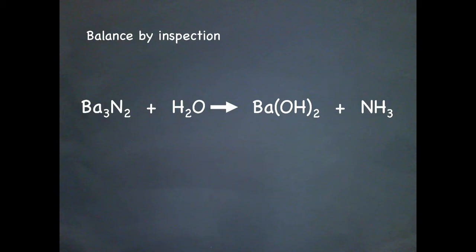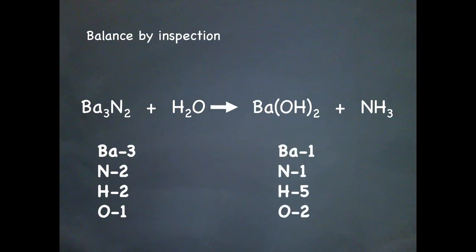I look at the reactant side and I see that I have 3 barium atoms, 2 nitrogen, 2 hydrogens, and 1 oxygen. Now I go to the product side and I see that I have 1 barium, 1 nitrogen, 5 hydrogens, and 2 oxygens. I had to add things up to get my hydrogens because they're in 2 different molecules. In the barium hydroxide, there are 2 hydrogens. We multiply that subscript 2 by the hydrogen inside the parentheses. The ammonia has 3 hydrogens, so 2 plus 3 is 5.